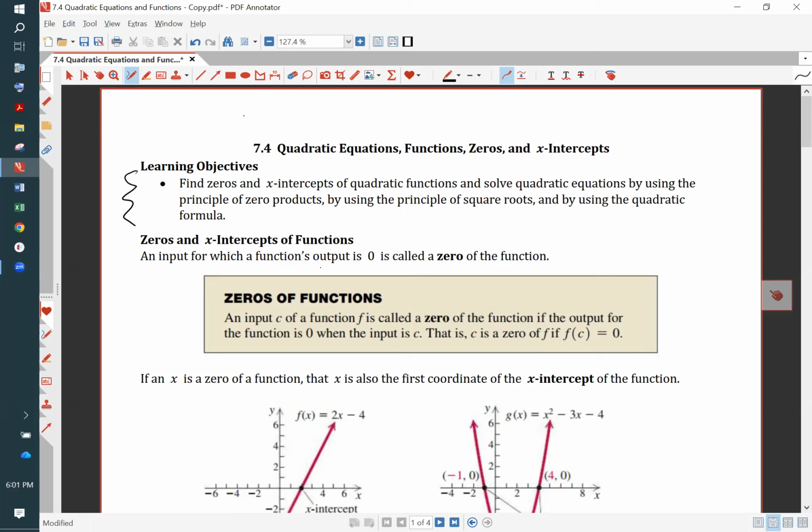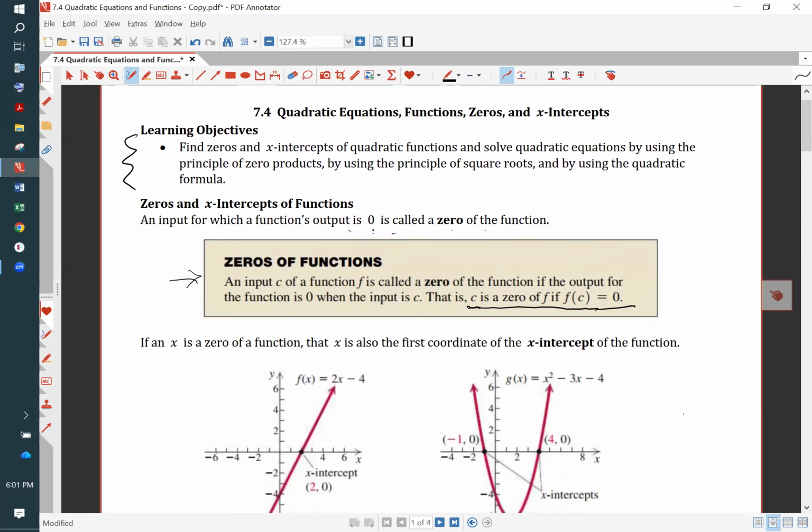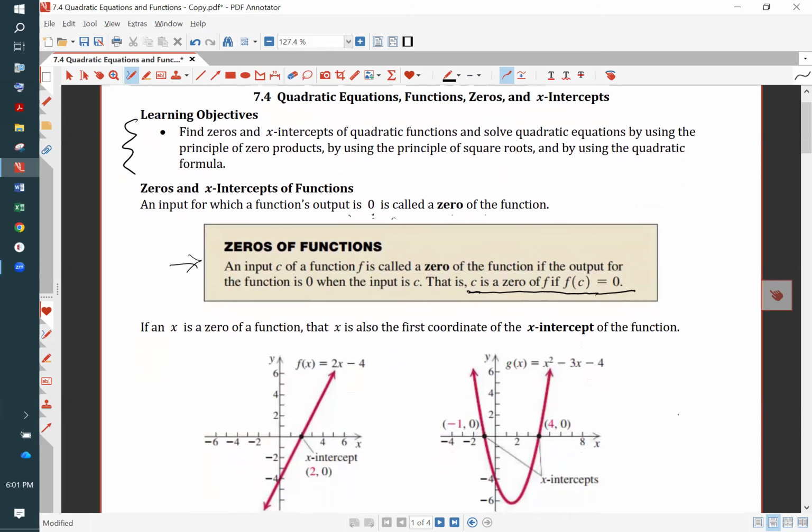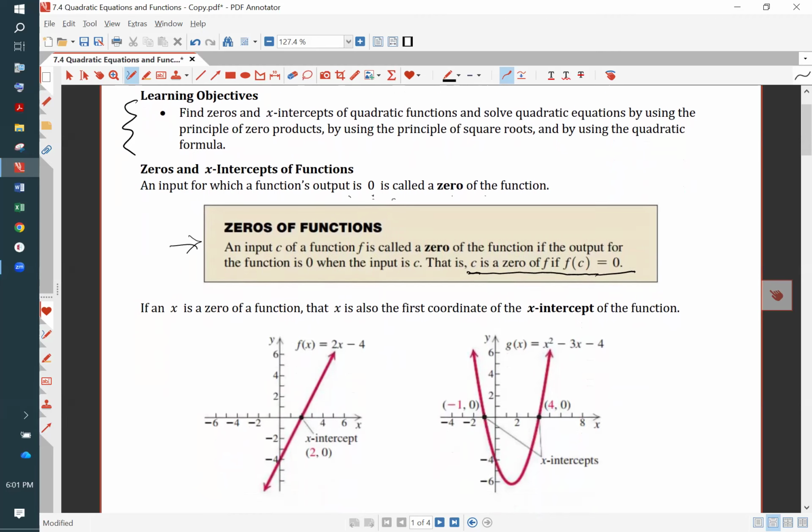An input for which the function's output is zero is called a zero of the function. A technical definition here. And really all you need out of it is the number c, whatever it is, a zero of a function f if f of c equals 0. Okay, do y'all understand that? Like if you have a number and if f of that number equals 0, that number is a 0. Okay.